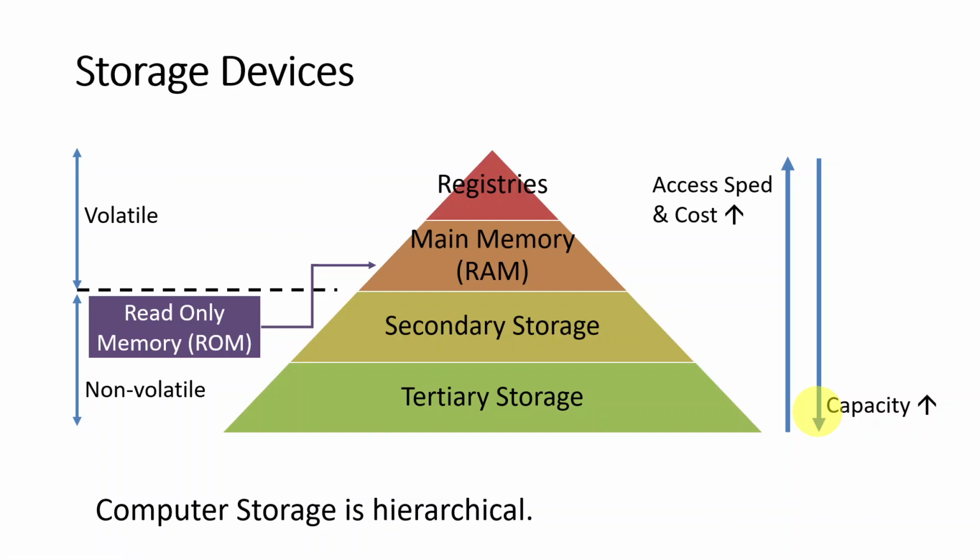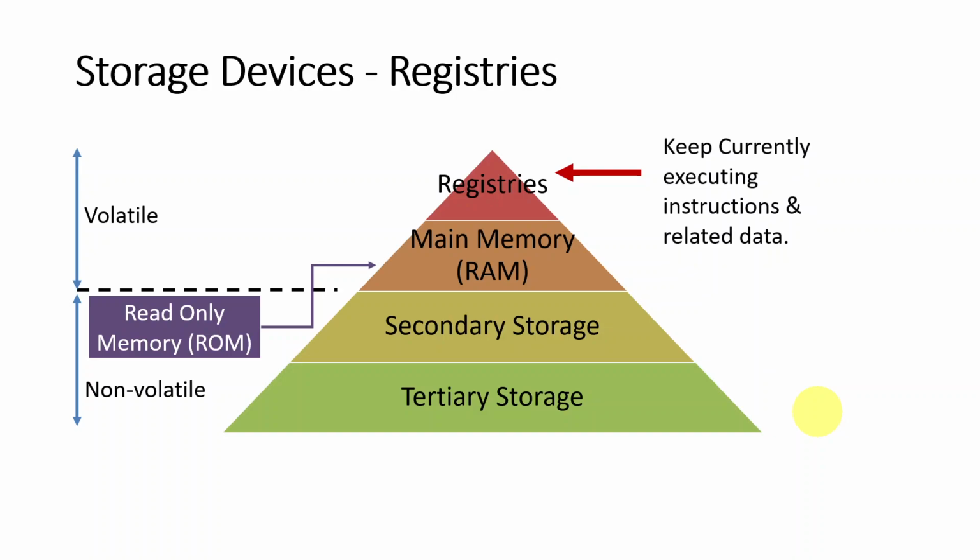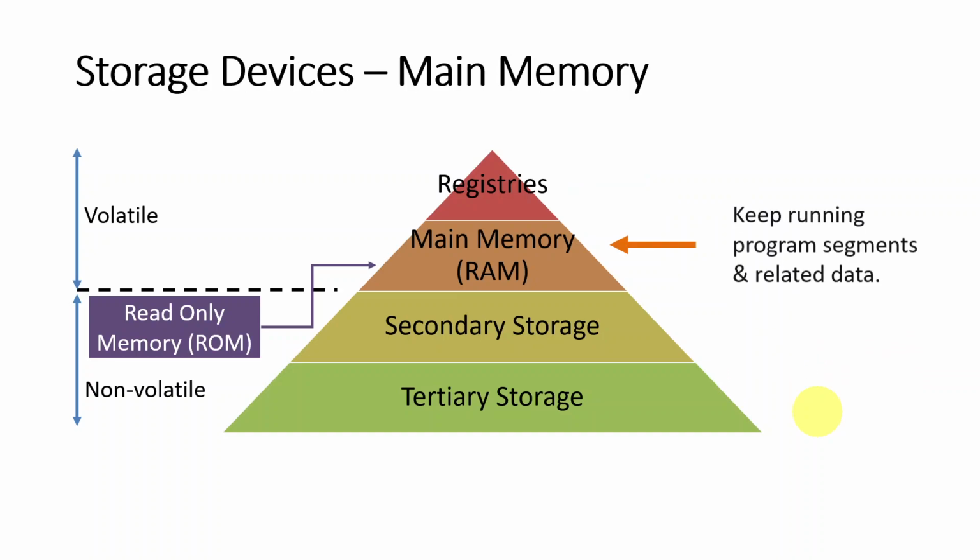So let's start with the registers. The registers are inside the processor, and registers can keep the currently running instruction and related data. There are some special registers like instruction registers, status registers, and some general purpose registers to keep the data. They are storage devices, and we need only a few registers, and they are high speed because they are inside the processor. Then we have the main memory or the random access memory. That is where we load our program segments and the data.